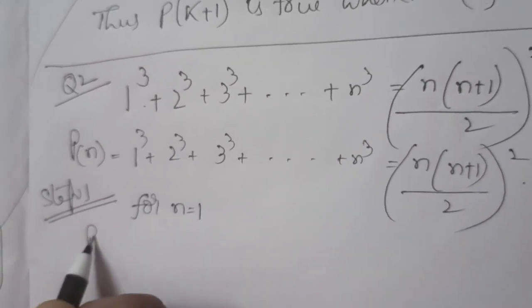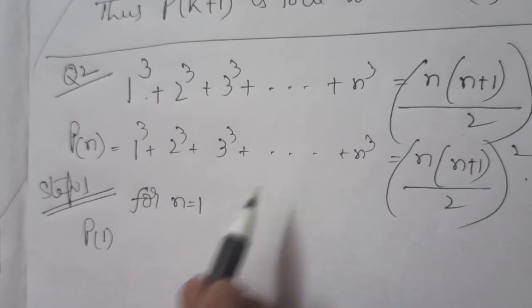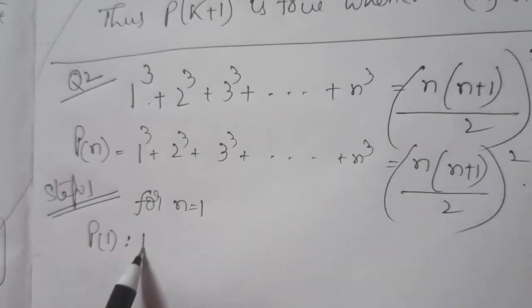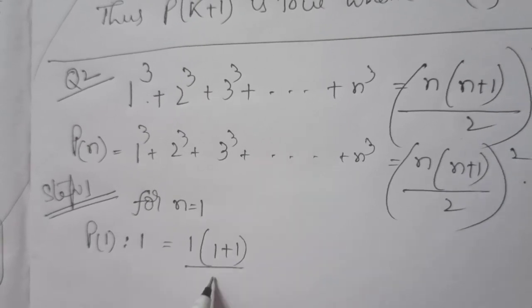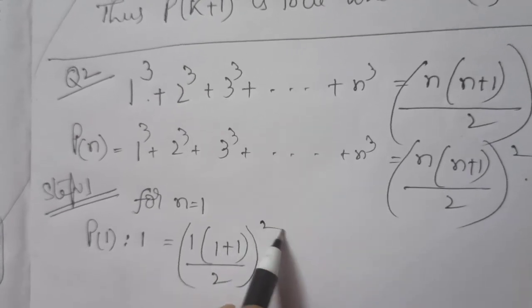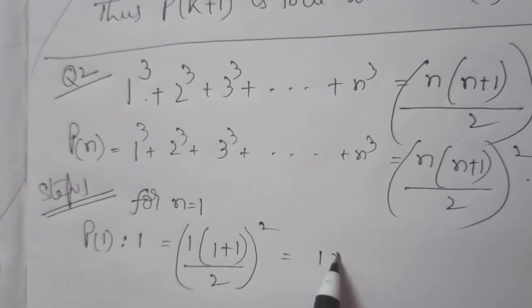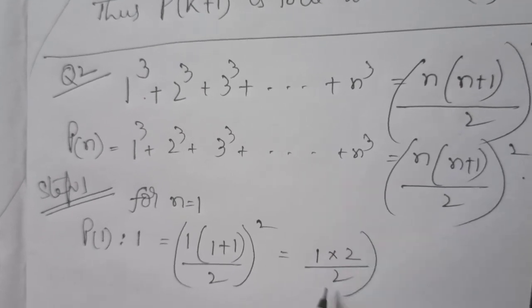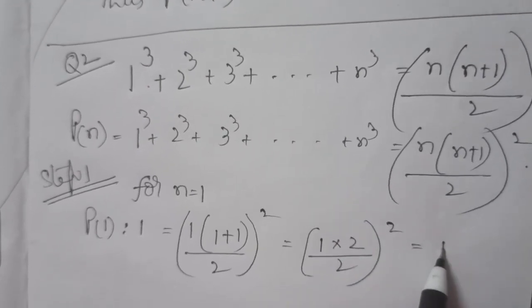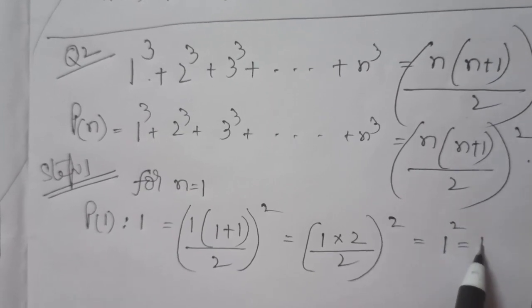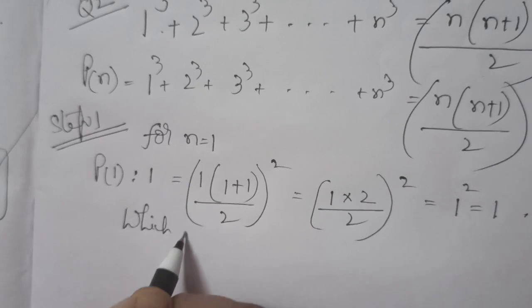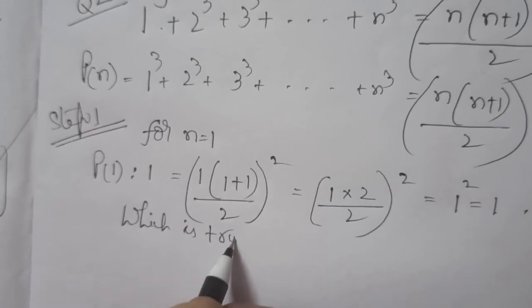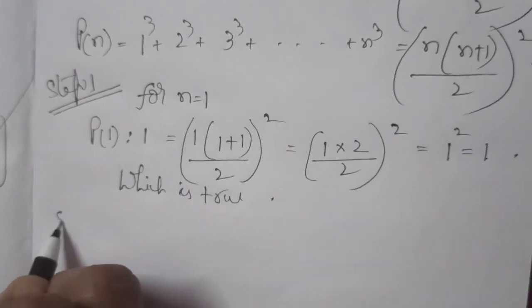So what is your P(1)? P(1) means 1³, that is your 1, which is equal to (1(1+1)/2)². Okay, so 1 into 1 + 1, 1 into 2 by 2 whole square, 2 got cancelled, so 1² means which is equal to 1. That means your P(1) which is true. Okay, now in your step 2 what you need to do?